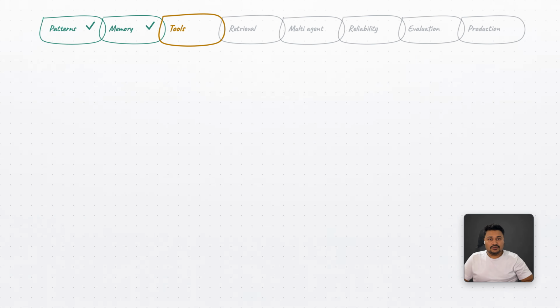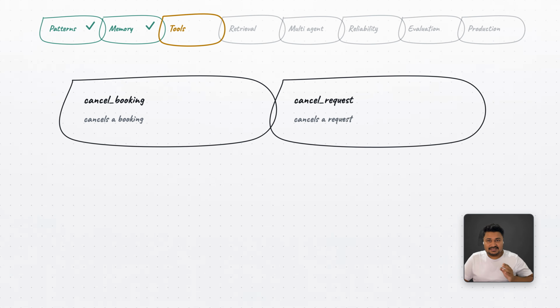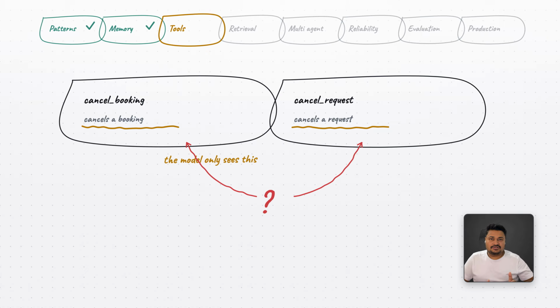Part 3, tools. A tool is a function plus a short description. Remember this: that description is the only part the model sees when choosing. Two tools that sound alike and it's guessing.